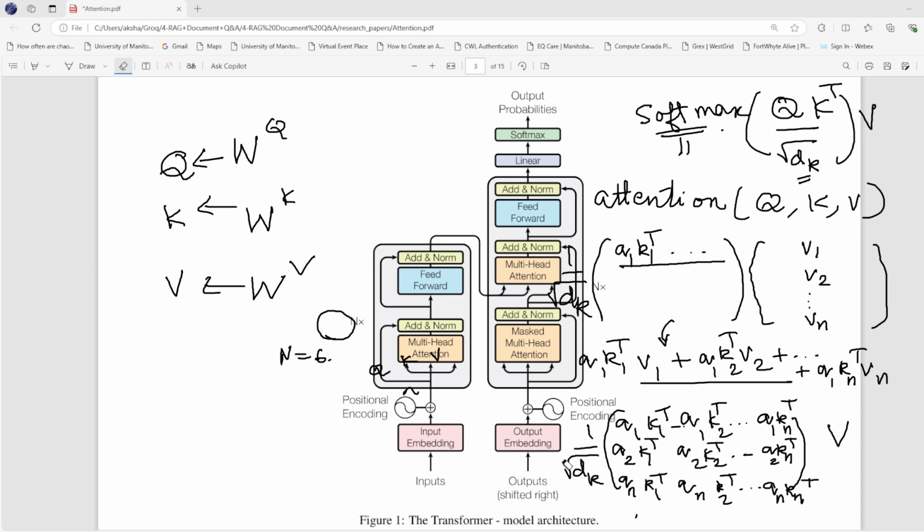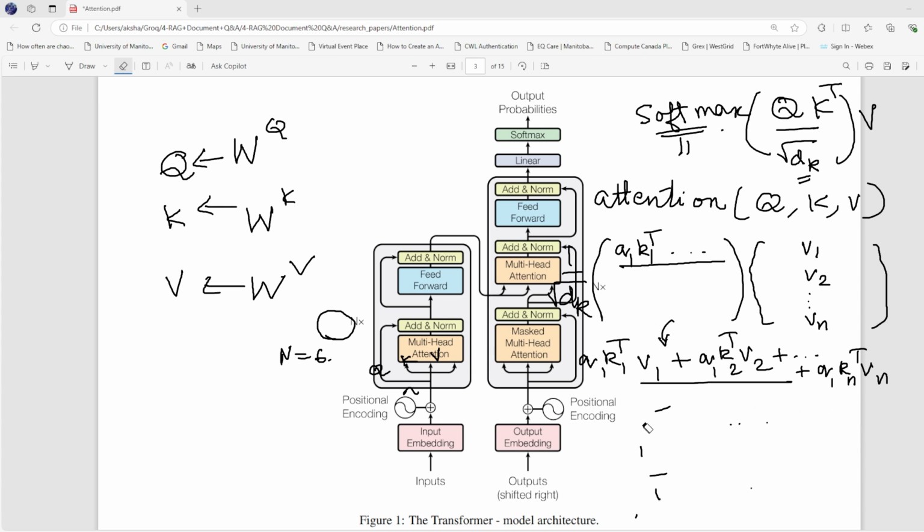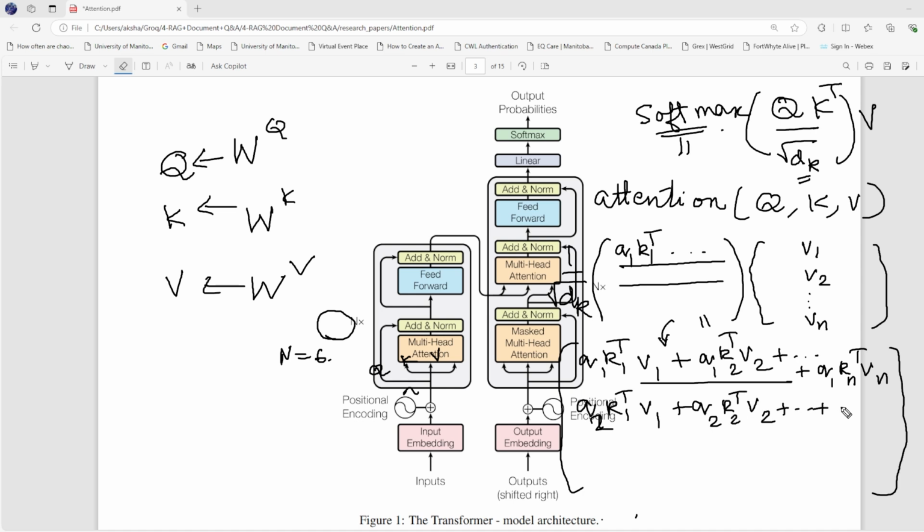This is going to happen for every other row in the resultant matrix. So for the second row it will be Q2 K1 transpose V1 plus Q2 K2 transpose V2 plus etc., plus Q2 Kn transpose Vn. You're doing a linear combination of vectors based on the dot product values in this matrix. You keep going, and the last row will be Qn K1 transpose V1 plus Qn K2 transpose V2, etc., Qn Kn transpose Vn. So it's just a linear combination of values.